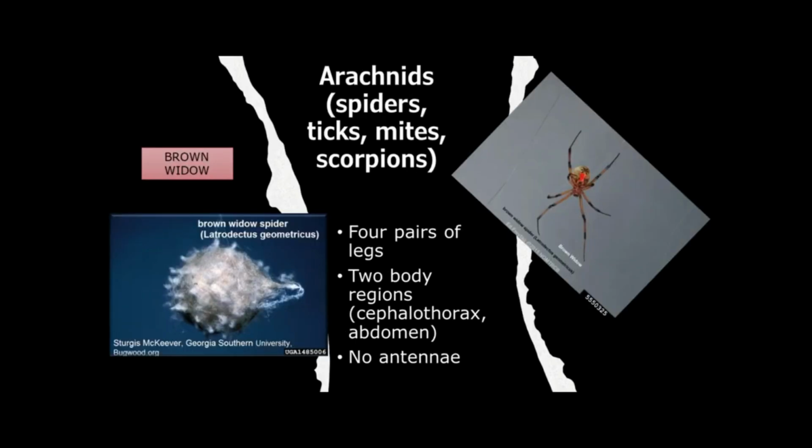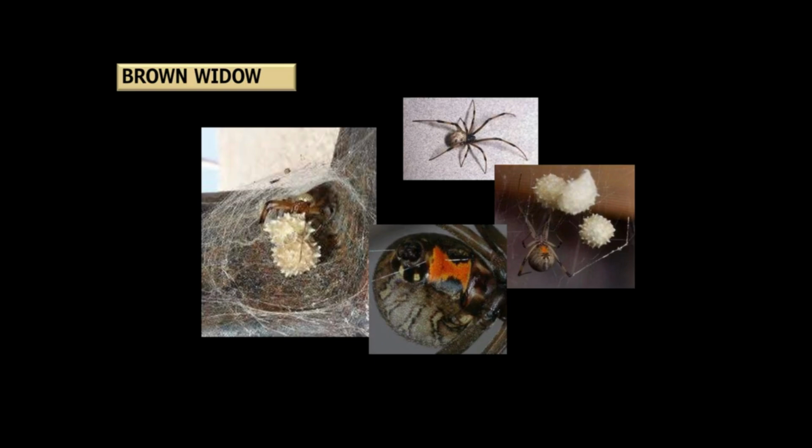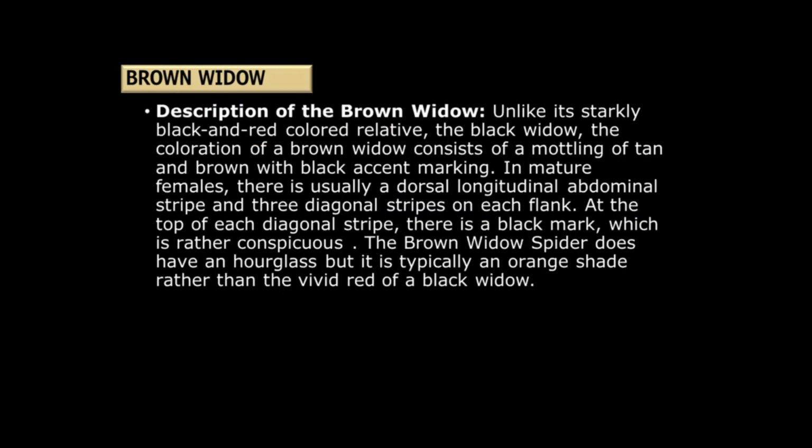Arachnids, spiders, ticks, mites, scorpions, 4 pair of legs, 2 body regions, cephalothorax, abdomen, no antenna. On the current slide you can also see we're showing the eggs of a brown widow spider, and on the right side of the screen we're showing an adult brown widow spider. On the current slide you're seeing more photos of the brown widow. You've got eggs, you've got adults, and it also shows you some close-ups of the markings on their body.